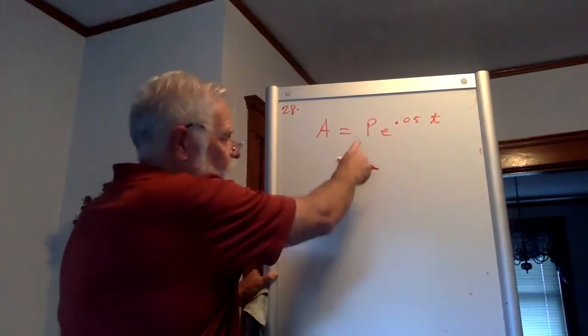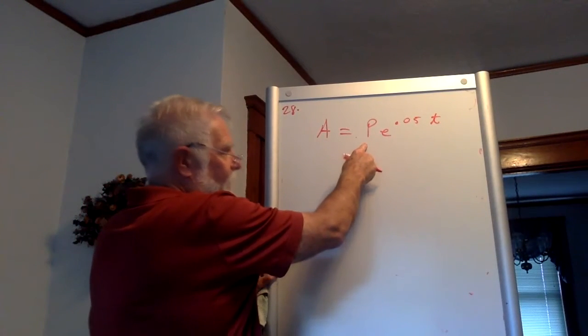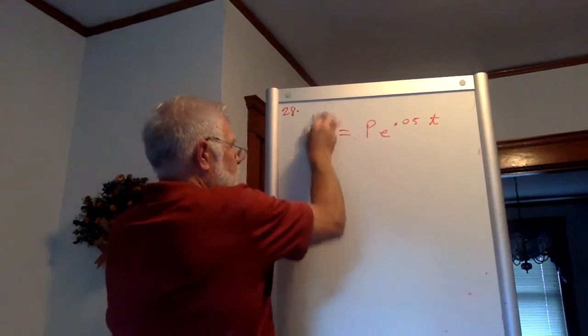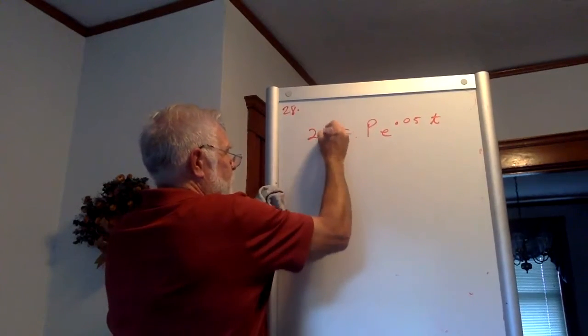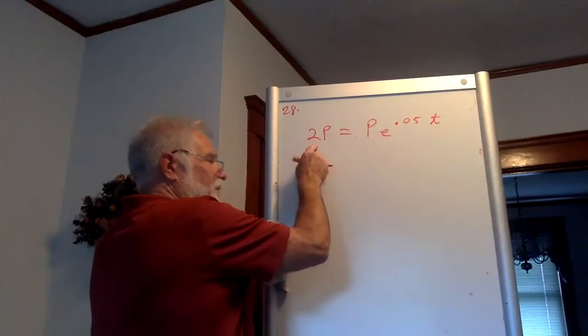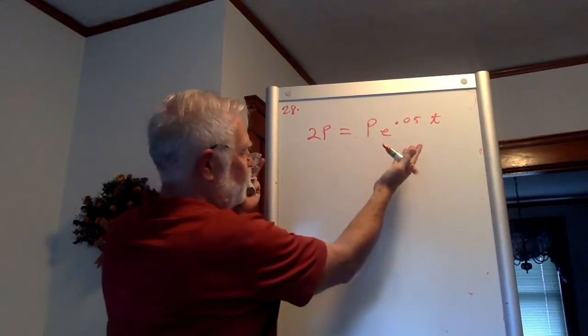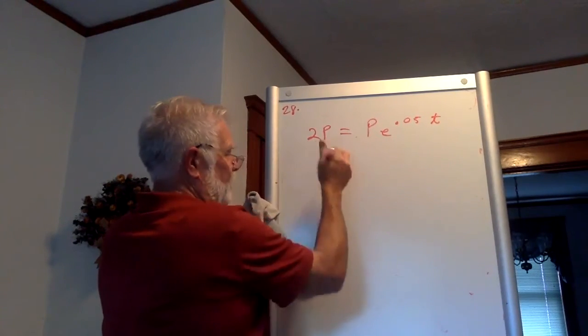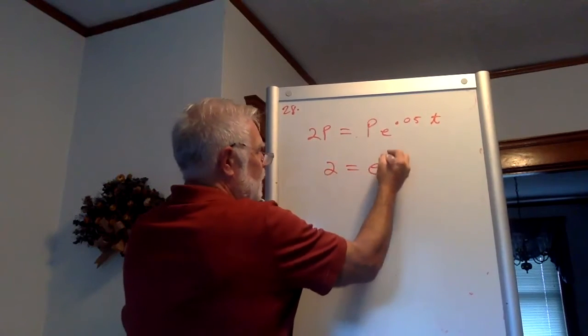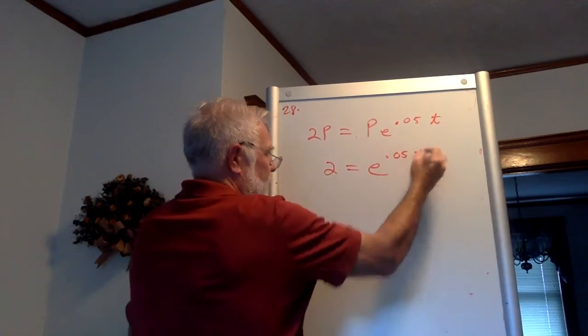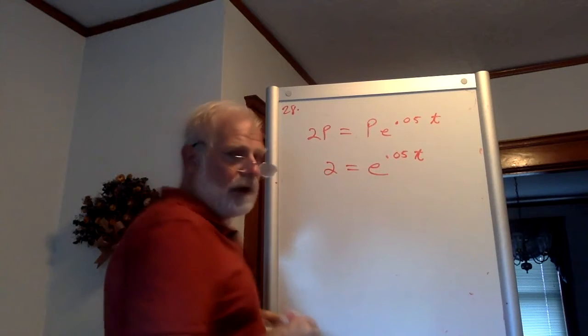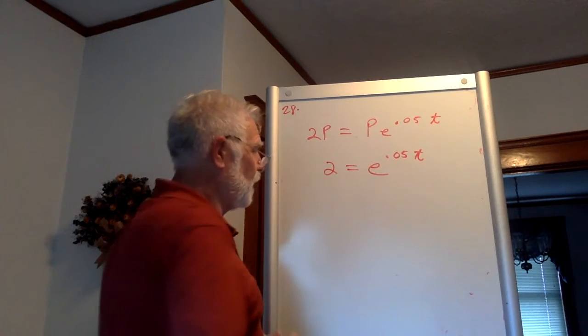Okay? And I don't care how much money you start with. If you're going to double it, whatever that amount is, this is going to be twice it. Right? So if I had $100, this would be 200. So what's the first thing we do? We divide by P. 2 equals e to the 0.05 t. Okay? And I want to know how long it takes to double.